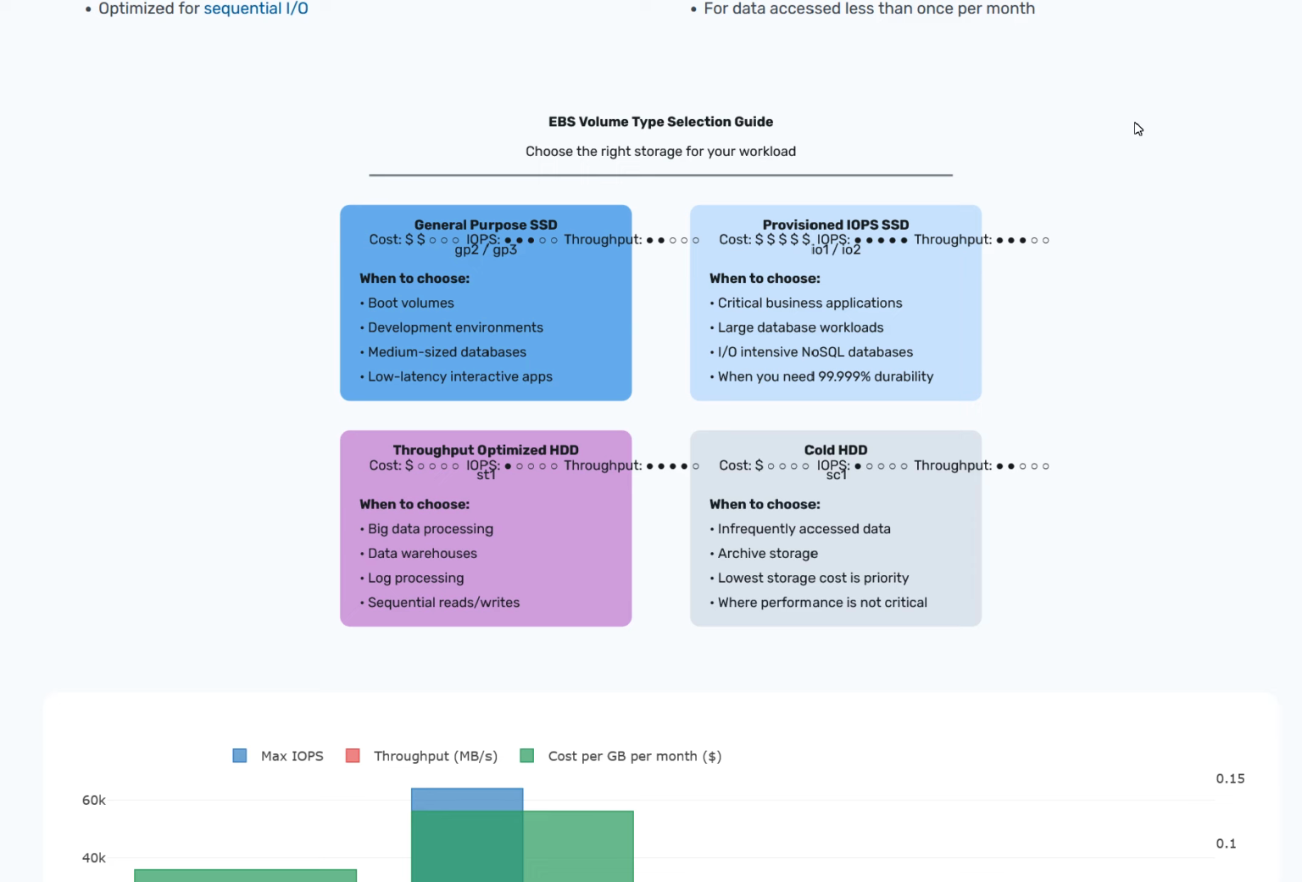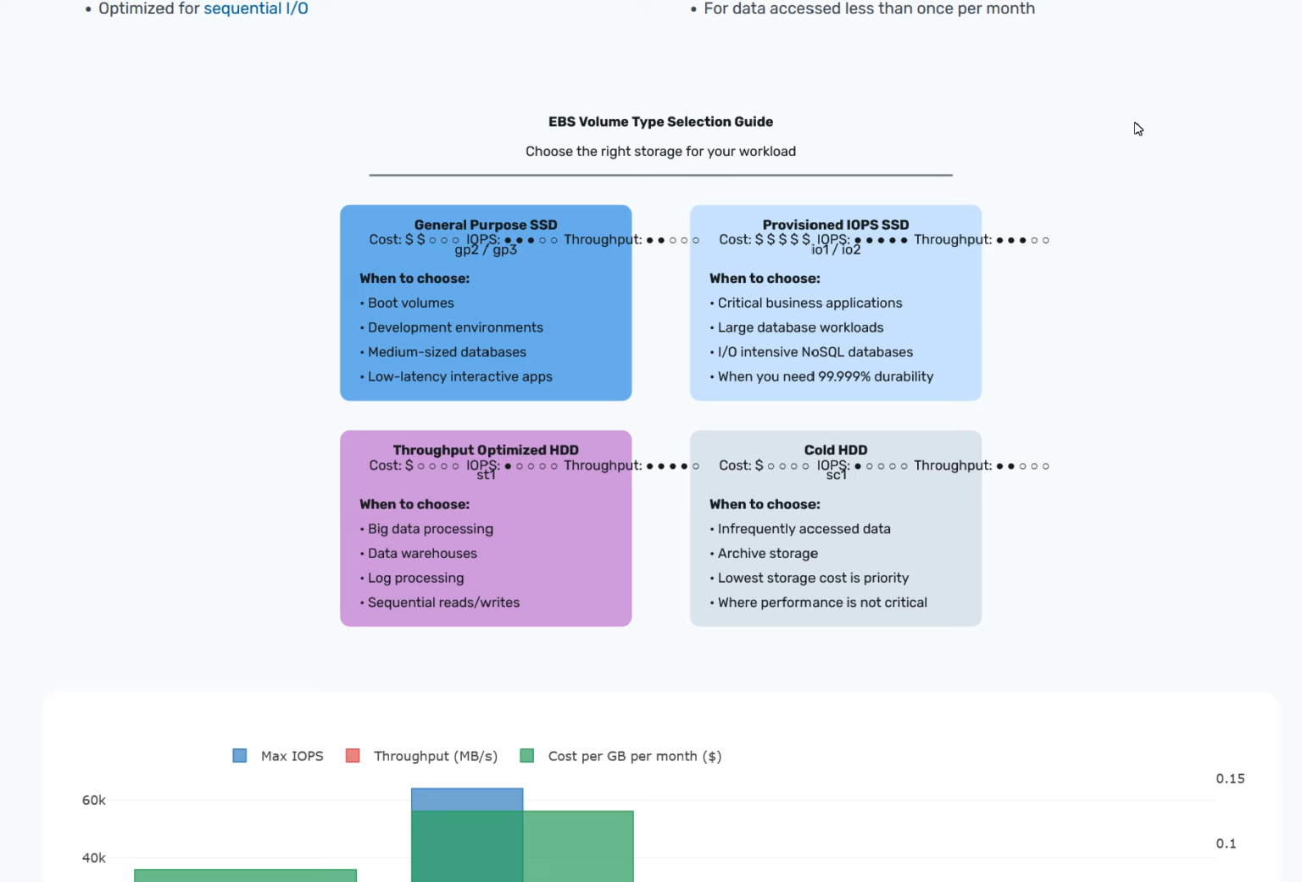So if you have a look, general purpose SSD, its cost is 2 out of 5, IOPS is 3 out of 5, and throughput is 2 out of 5. So GP2 and GP3 are listed in there. So you can see when to choose, right? Boot volumes, development environment, medium-sized databases, and low latency interactive apps.